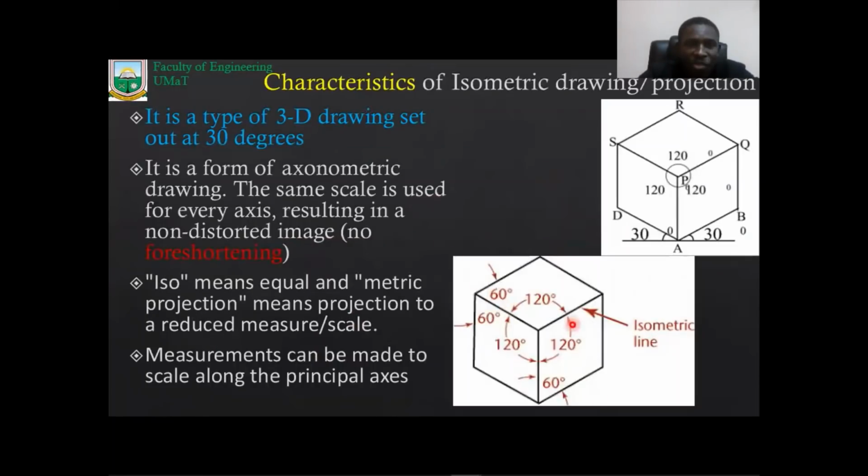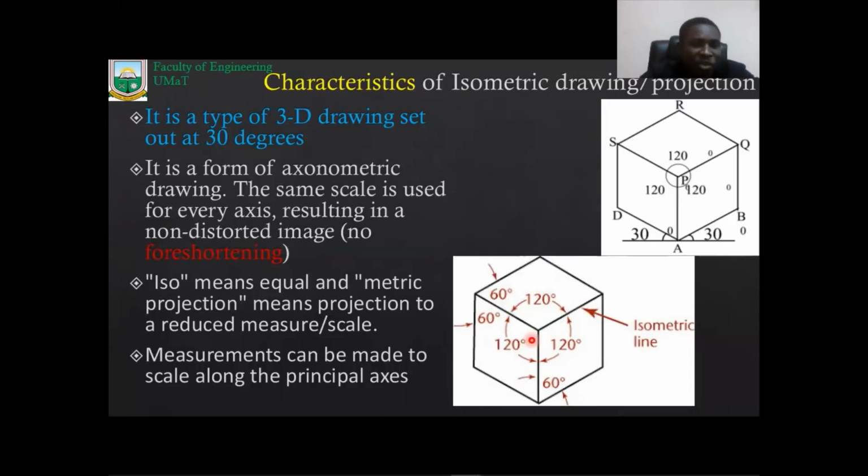Now, isometric, which falls under the pictorial drawings. Let's look at some explanation around isometric drawings. It's a type of 3D drawing that is set out in angles of 30 degrees. So you can see here, both drawings have edges set out at 30 degrees. And then the angle between these lines is 120 degrees. It's showing here more clearly. So that's an isometric drawing.